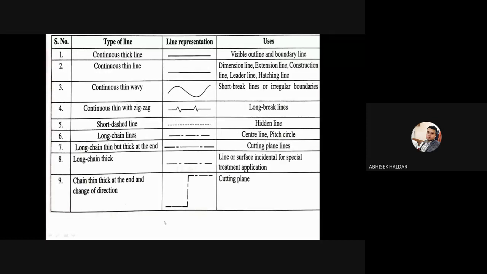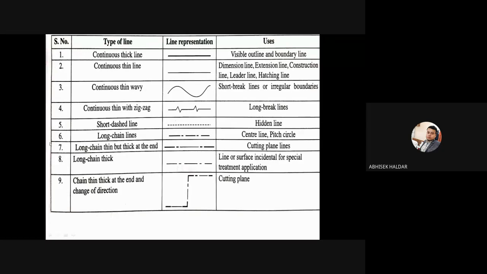Say I am having just a circle, or I am having a cylinder or a cone, there should be an axis of that particular object. That axis will be denoted by this center line. That means a long line, then dot, then long line, then dot, and the same will go on like this. So this line is known as your center line.